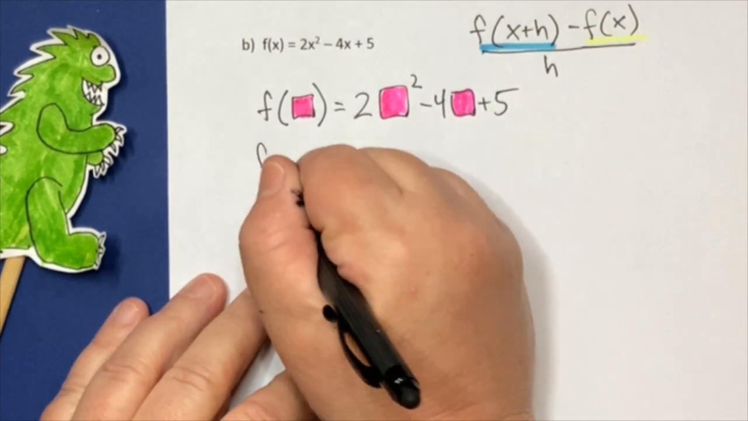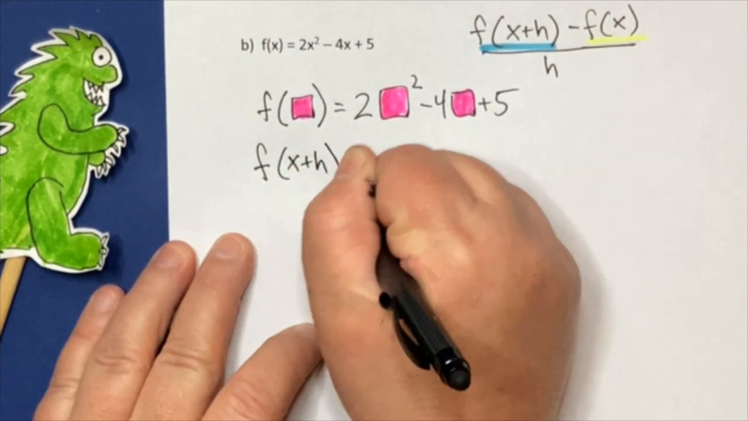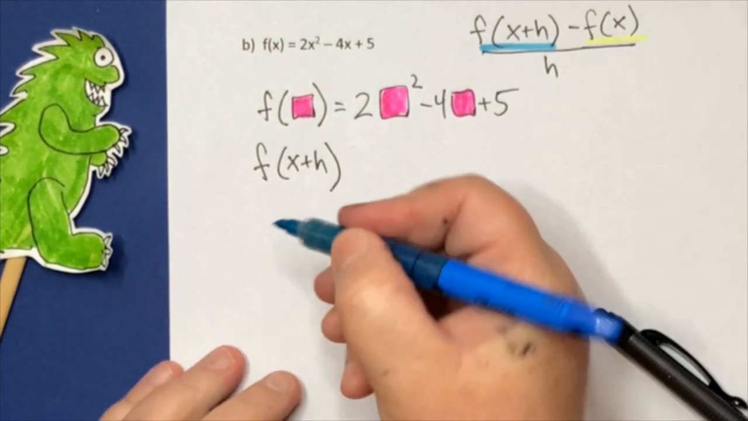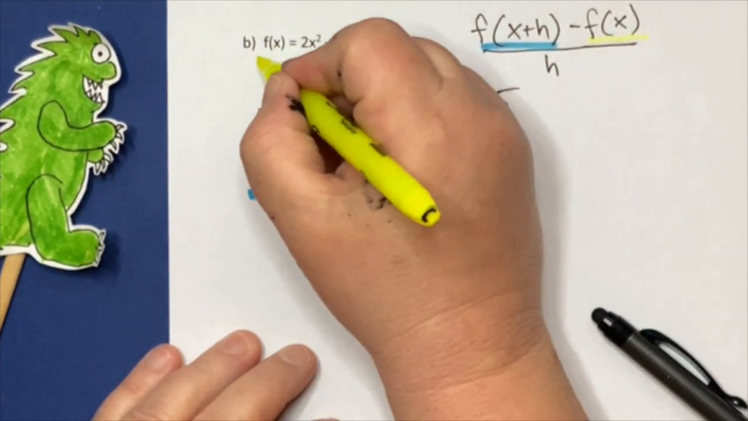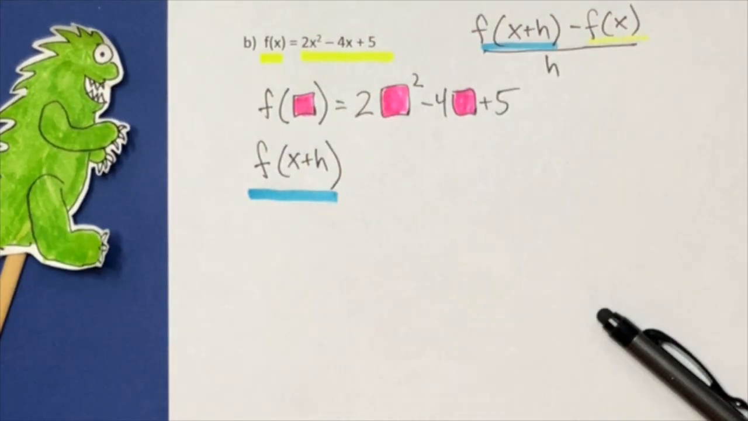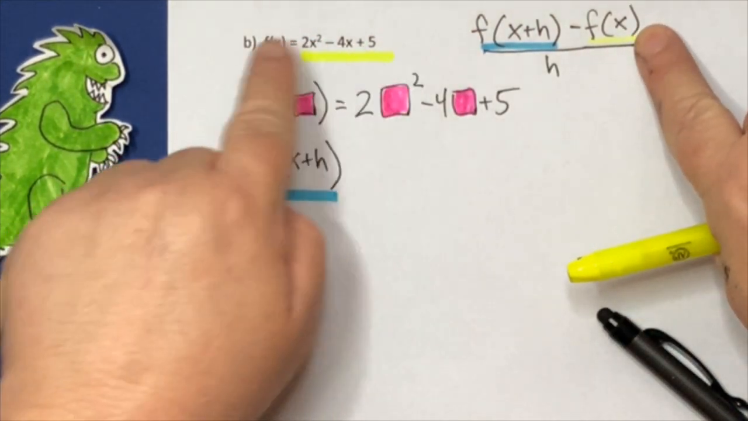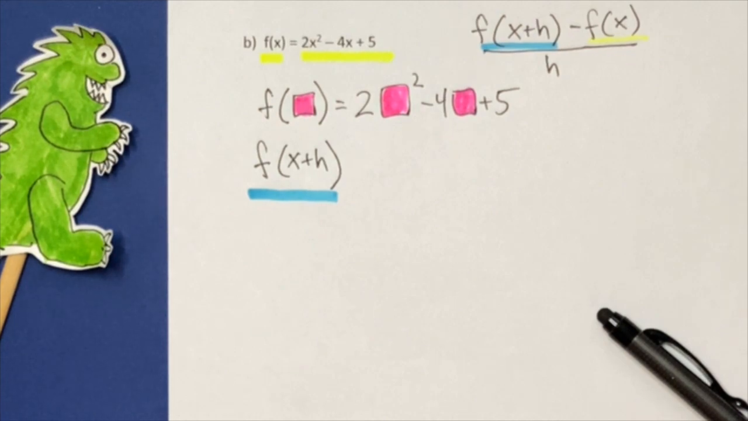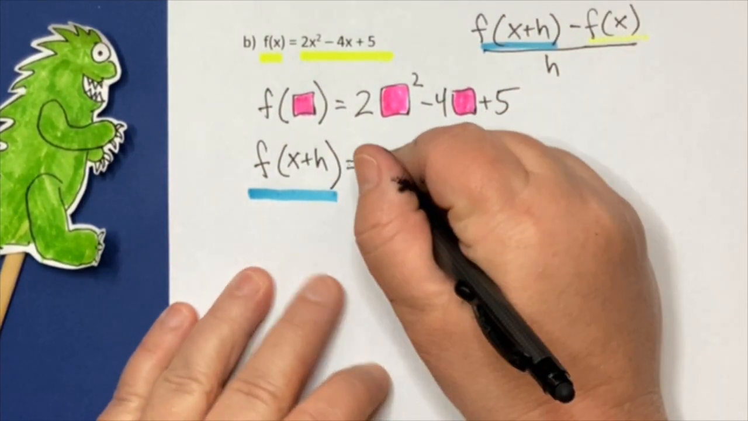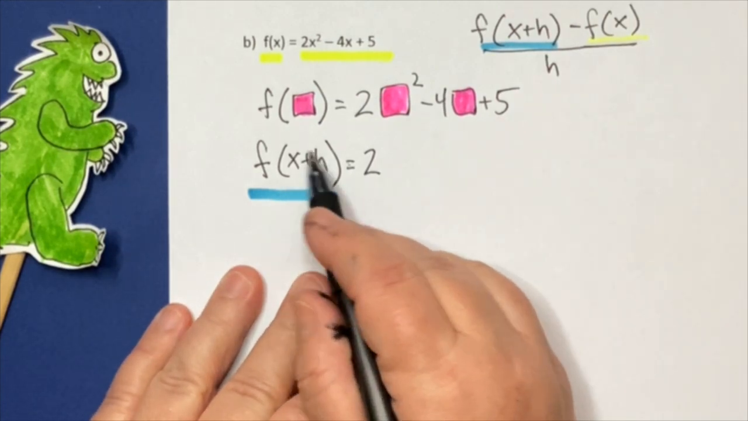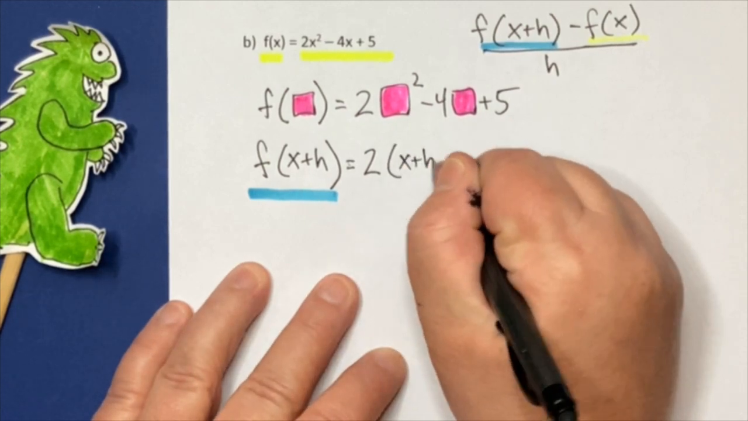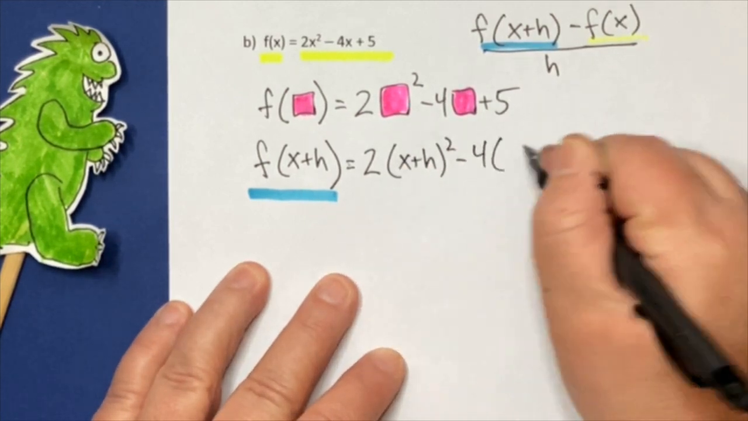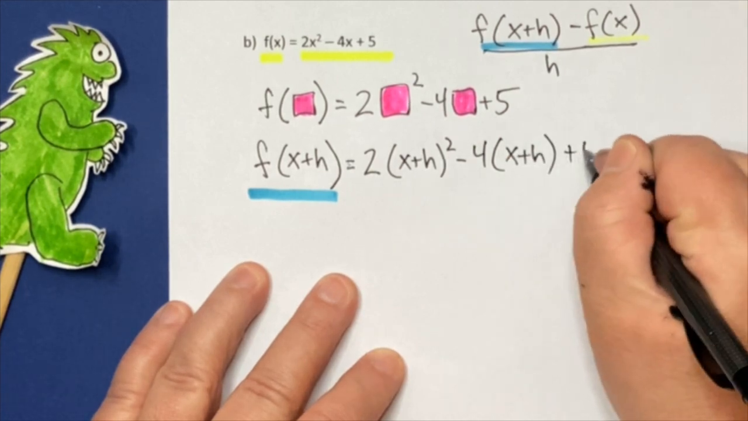Okay. F of x plus h. This is the fancy one. Ooh, isn't it fancy? And I'll remind you, before you get worried, the plain one is already worked out for you. So this part is already done. Thank goodness. So really, you only have to do the fancy piece. Okay, so we're going to do 2, and then x plus h. Remember, these go everywhere there was a box or there was an x. x plus h squared minus 4 times x plus h plus 5.